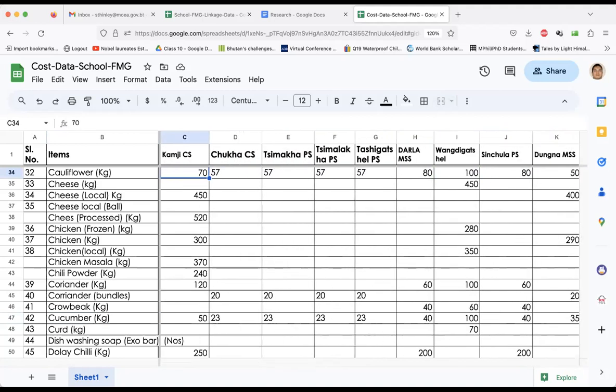During the vegetable season, when a lot of cauliflower is there in the market, can the price come down? We may even get cauliflower at 30 per kilo in Kamji. But because this is a contract, the price stays the same.